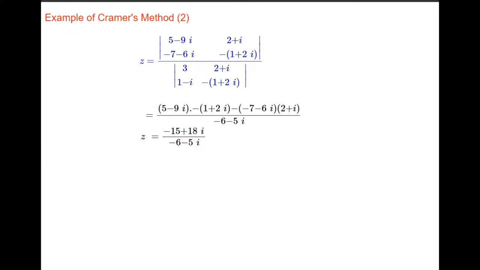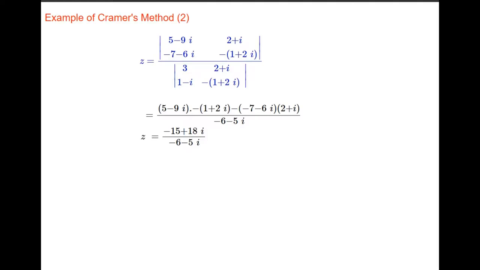Now we'll have a look at the expression for z, and we see that the determinant on the numerator expands out to be (5 - 9i) times -(1 + 2i) minus (-7 - 6i) times (2 + i). And the determinant in the denominator, we've already worked that out. We know what it is. It is -6 - 5i. Now, the expression in the numerator will all work out and simplify down to -15 + 18i, and it will be over -6 - 5i.